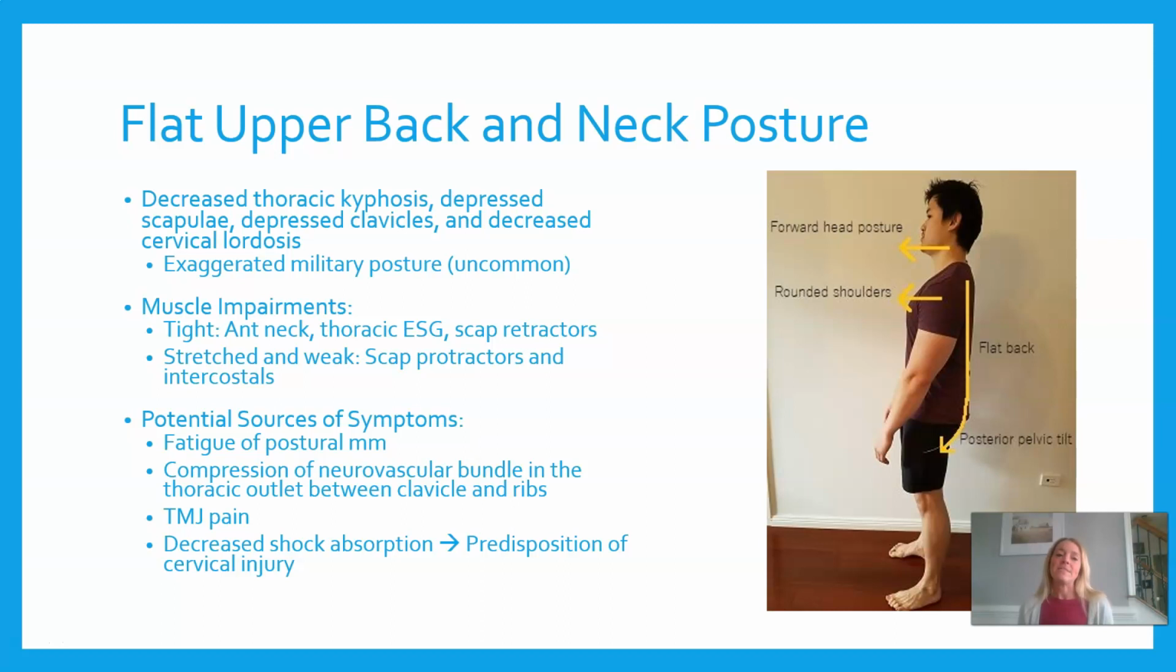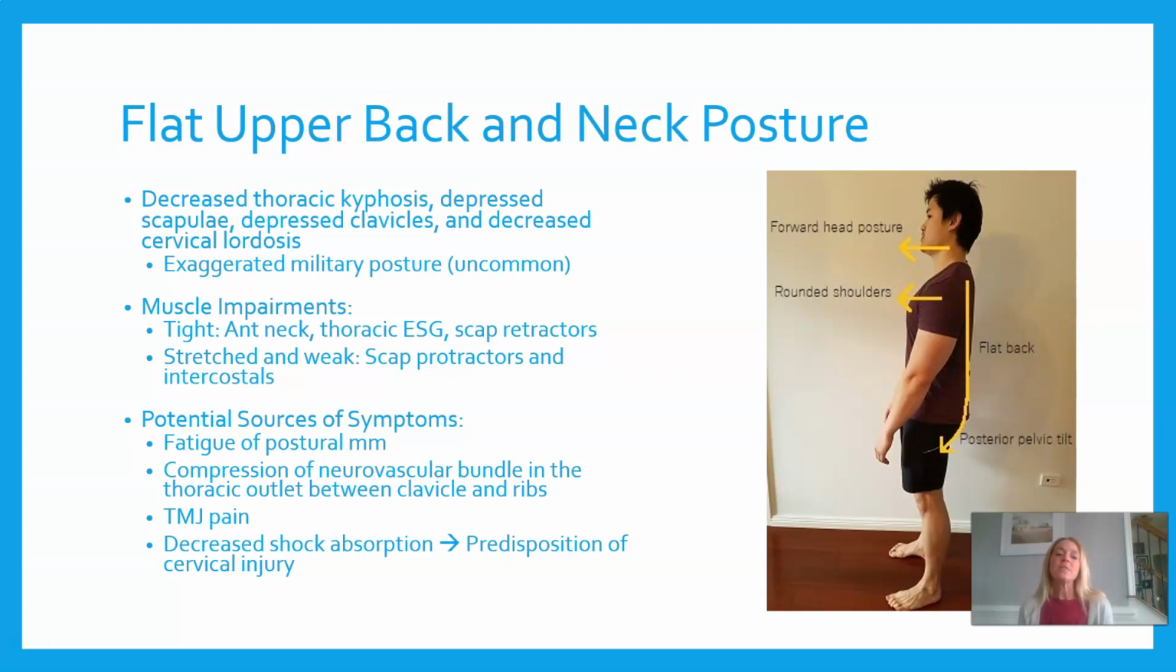So what we expect to see tight are the anterior muscles in the neck, the thoracic erector spinae, and the scapular retractors. What is going to be stretched and weak are going to be your scapular protractors and your intercostals, which could potentially lead to some scapular issues and some shoulder mobility issues.